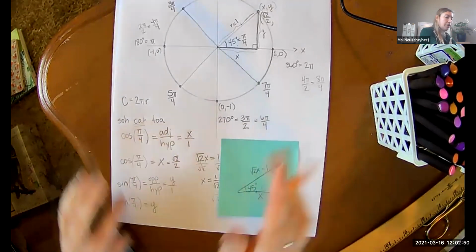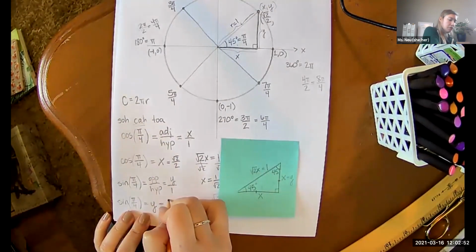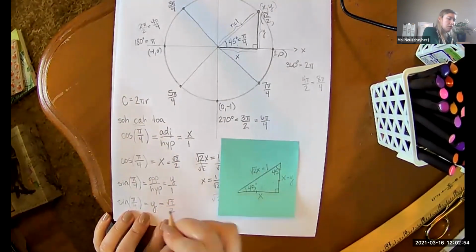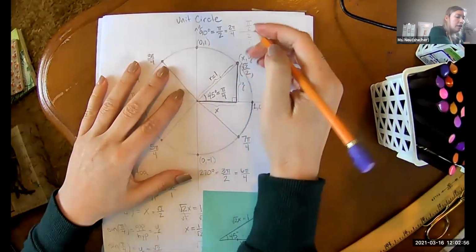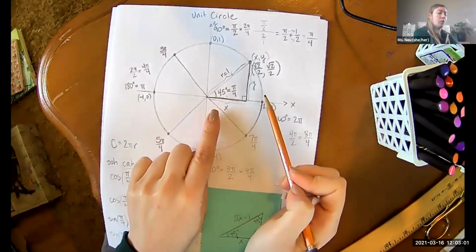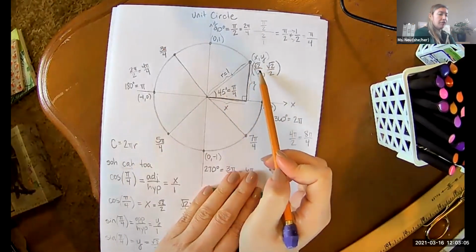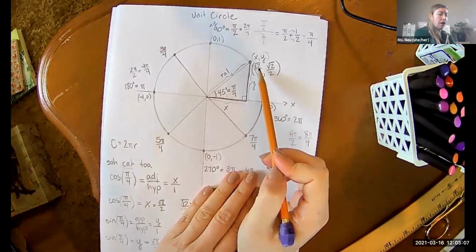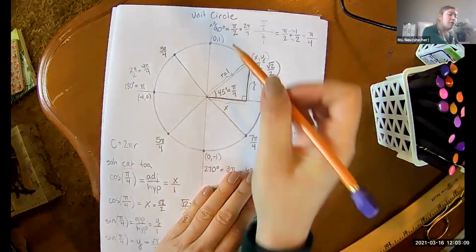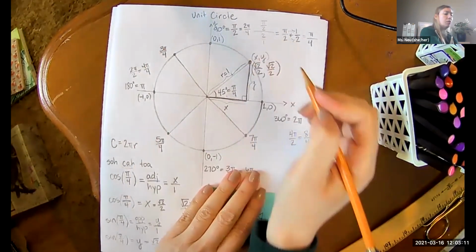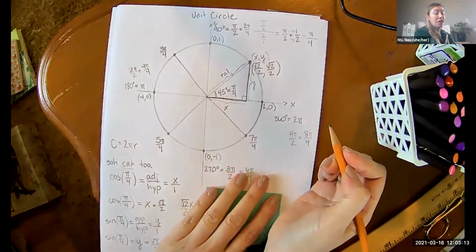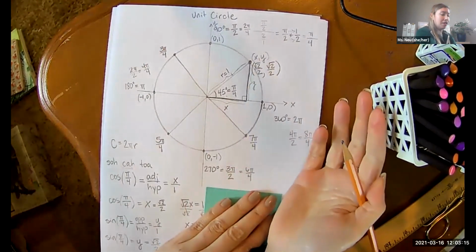So my y value is also equal to the square root of 2 over 2, and I'm going to plug that in here. So now we have done 45 degrees, and we have found our x value and our y value at this point, which is so awesome that we can calculate this.